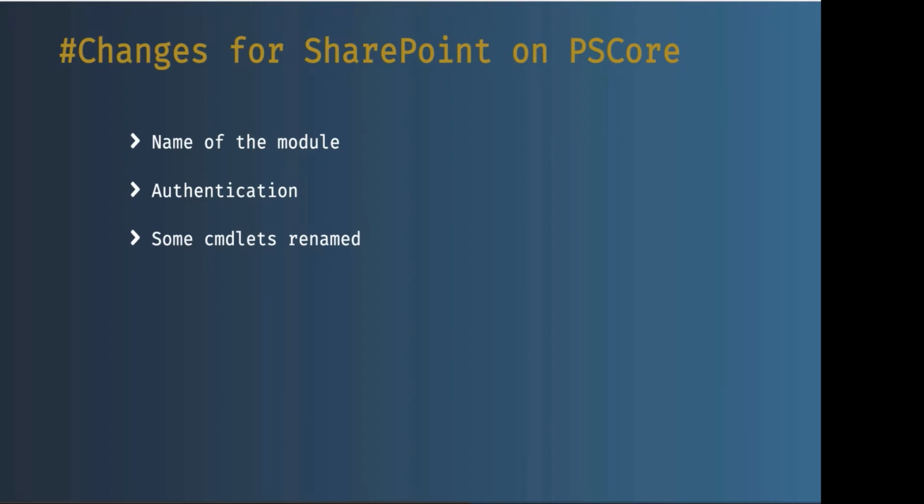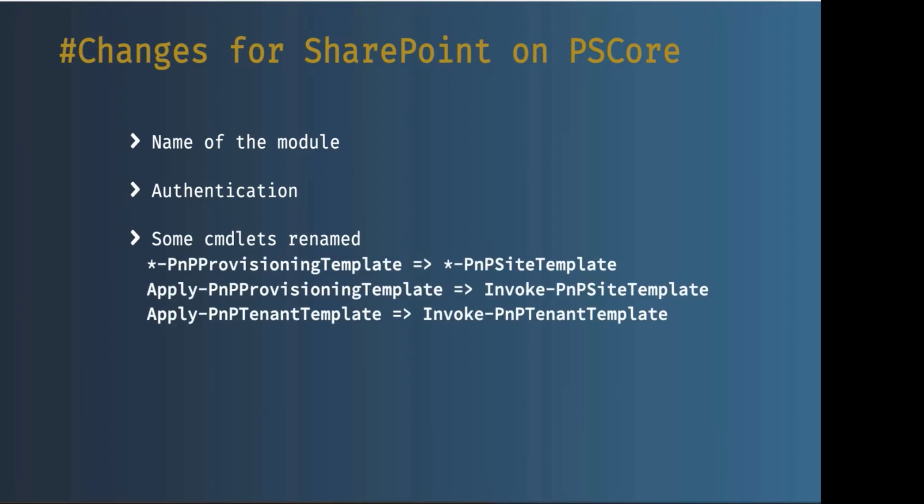Just to be aware that some commandlets have been renamed. Everything that has to do with provisioning has been renamed to PnP site template and not PnP provisioning template, and the commands that you had with apply have been renamed with invoke. And lastly, but by no means the least important, PnP PowerShell running on PowerShell Core will not be supported for SharePoint 2013, 2016, and 2019 on-prem versions. So this point I think was really important to be aware of.